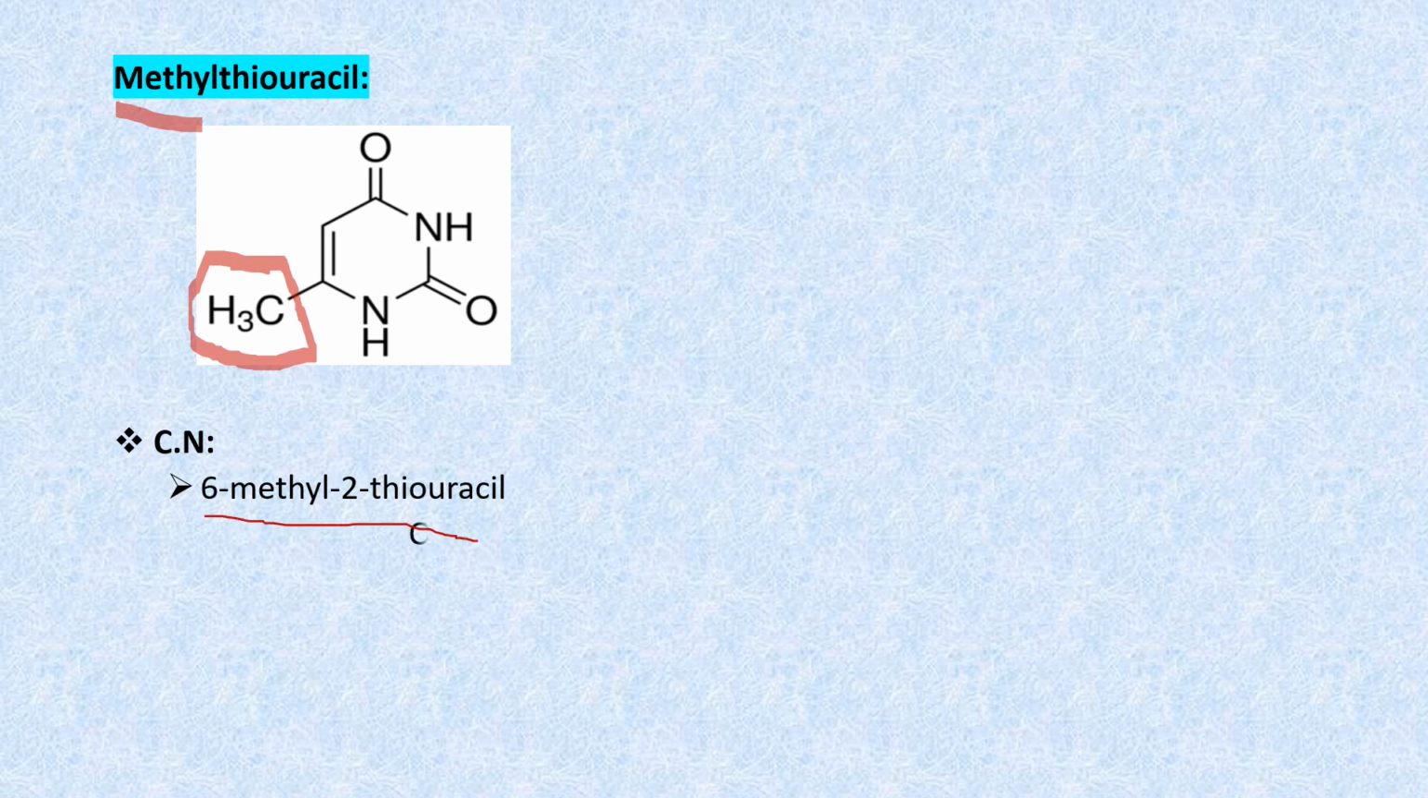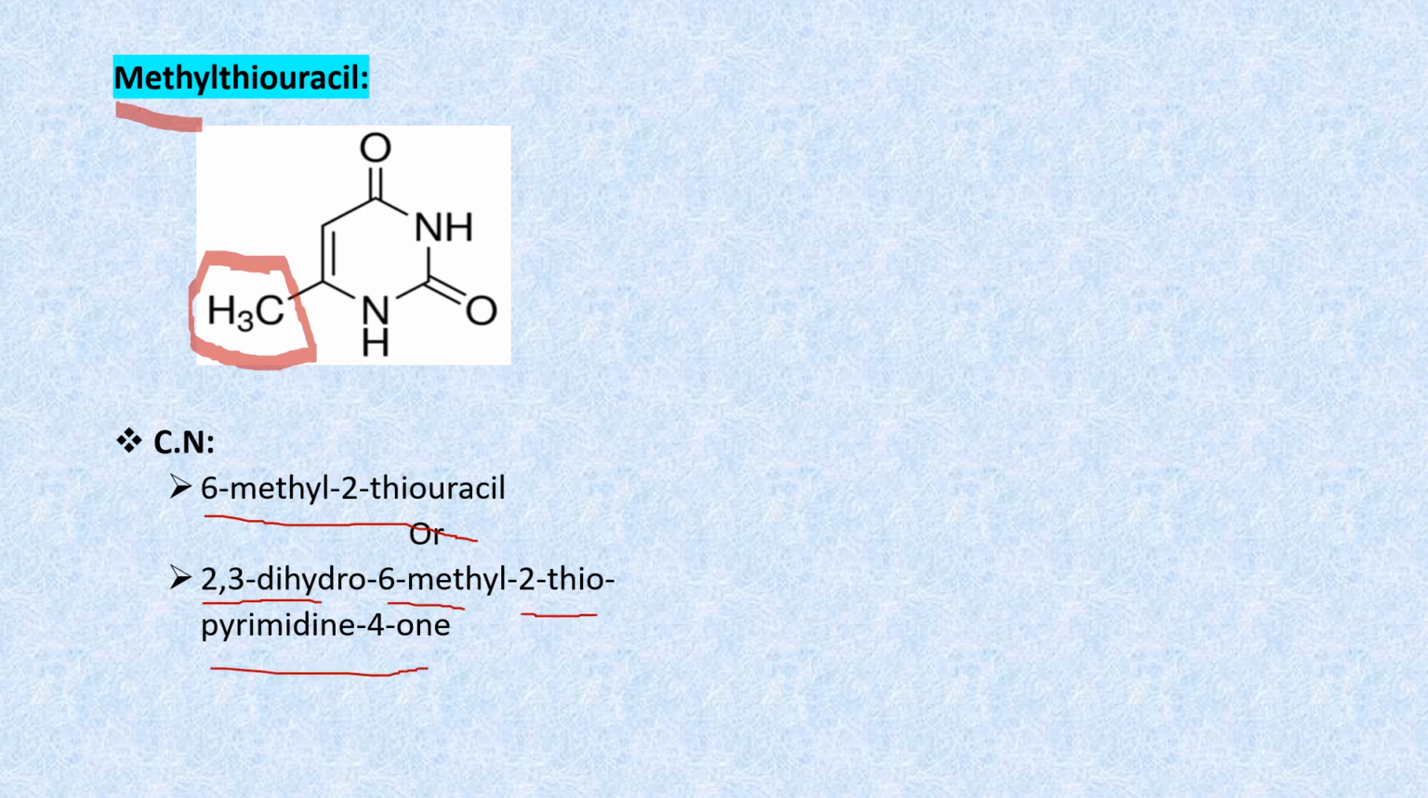And the second one, the chemical name will be 2,3-dihydro-6-methyl-2-thiopyrimidine. This is the structure and the chemical name of methylthiouracil.